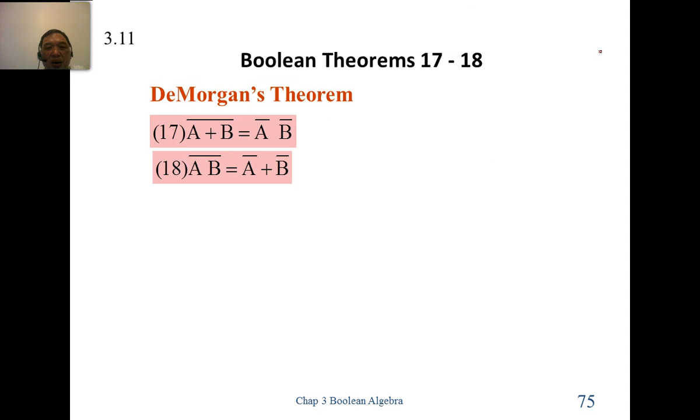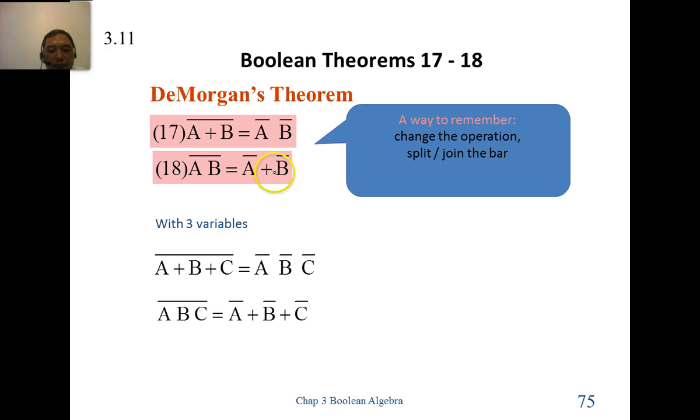Let's look at some examples later on. The De Morgan theorem: break the bar, change the sign. A plus B with a big bar on top is equal to A bar dot B bar. And A dot B with a big bar on top, the dot now becomes a plus. Some simple example: you break the bar, change the sign, you see that it becomes A bar dot B bar dot C bar.